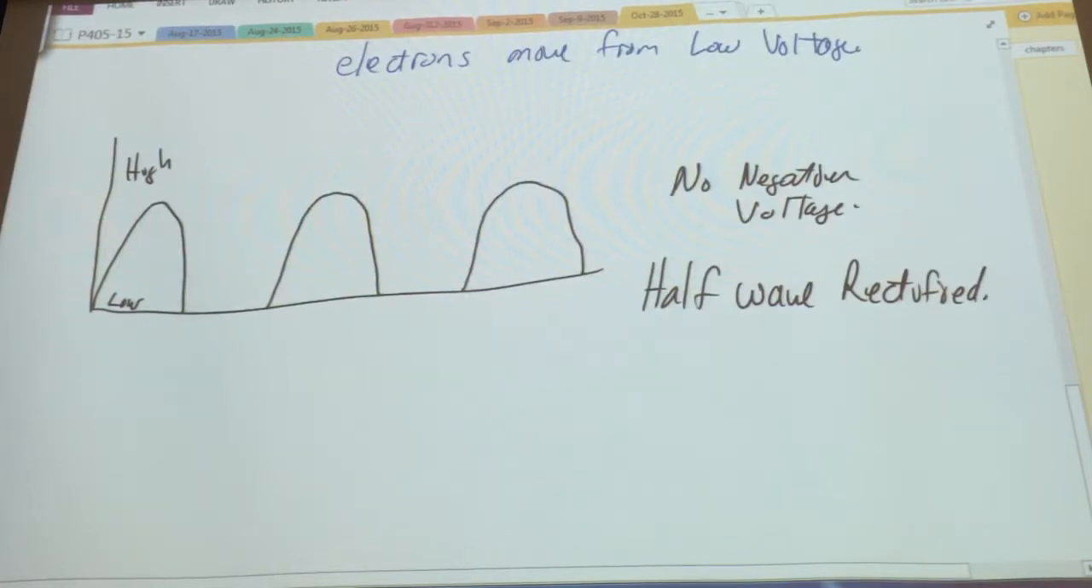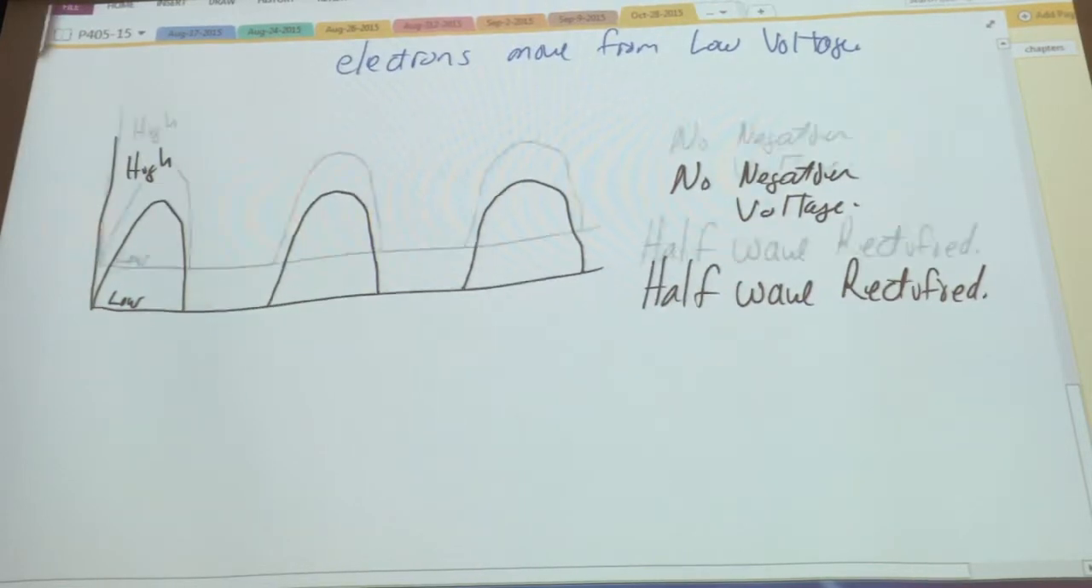Half wave rectified. The half wave is obvious because we threw away half of the wave. But rectified, I mean, that's something out of the 19th century. Rectified is if there was a problem, they fixed the problem. They rectified it. What was the problem? The negative voltage. All they did is get rid of it.